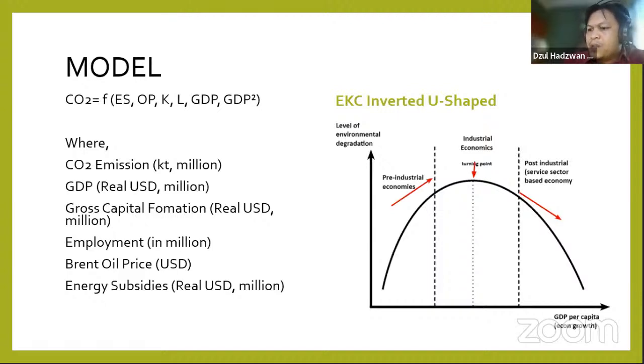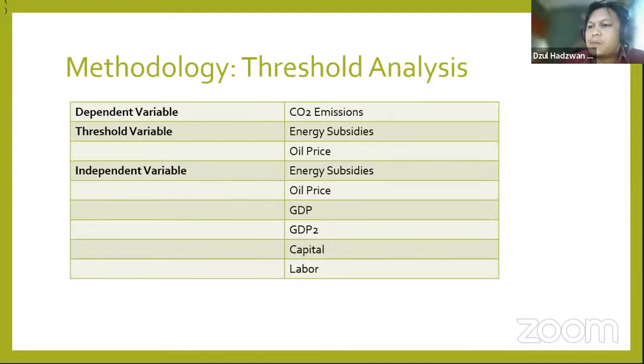So we develop our model by including both energy subsidies and oil price as the exogenous variables to study the behavior of CO2 emission simultaneously. The gross capital formation and employment are employed as the control variables. We believe that greater production will lead to higher CO2 emission. Okay, the methodology: we employ energy subsidies and oil price as our threshold variables. This methodology allows us to capture how the exogenous variable will react to CO2 emission when the energy subsidy is low or high and also when the price is cheap or expensive.